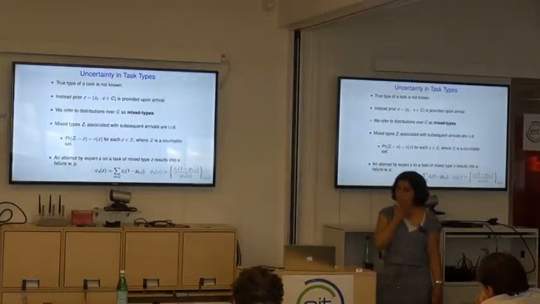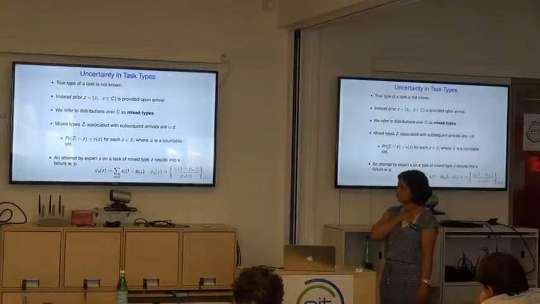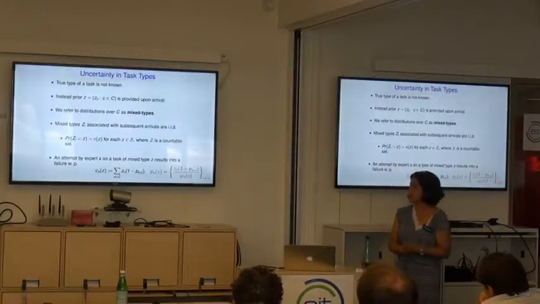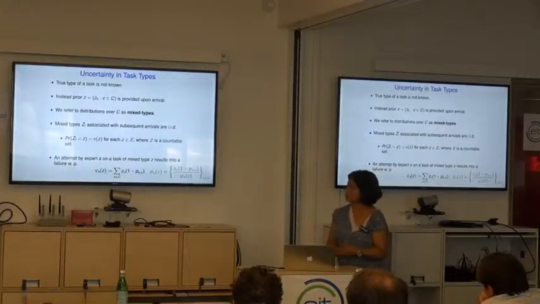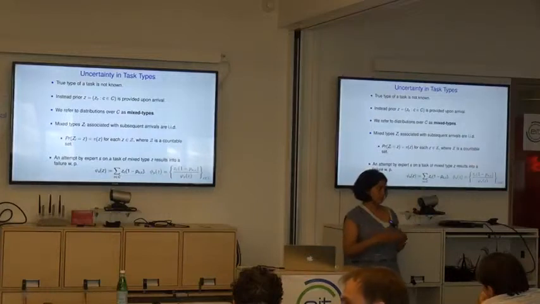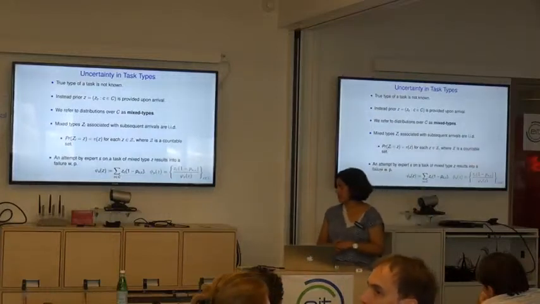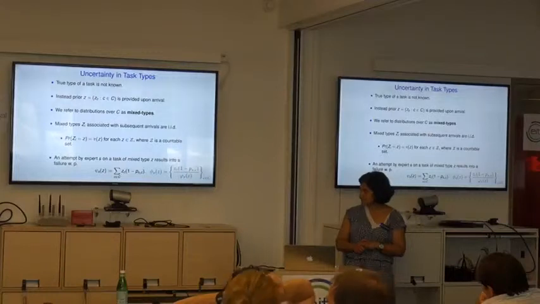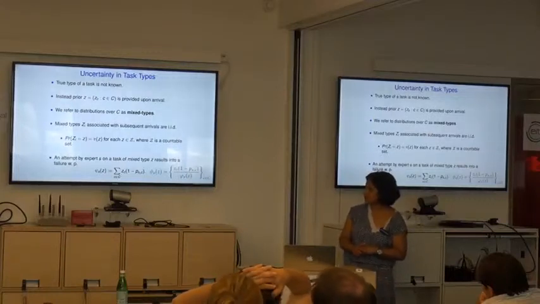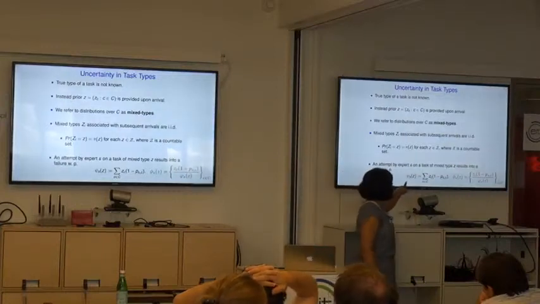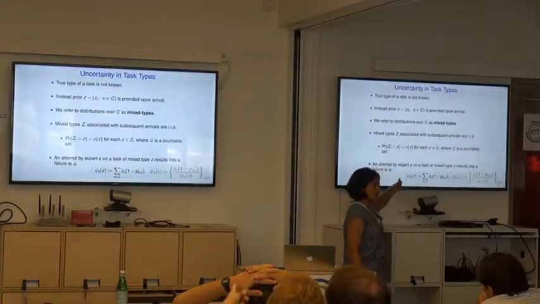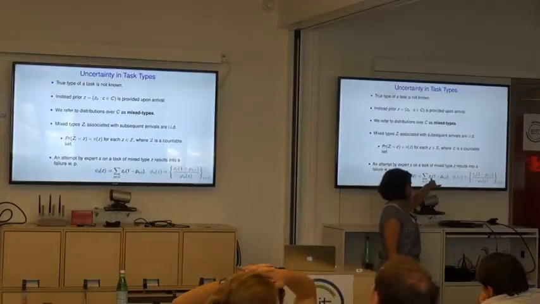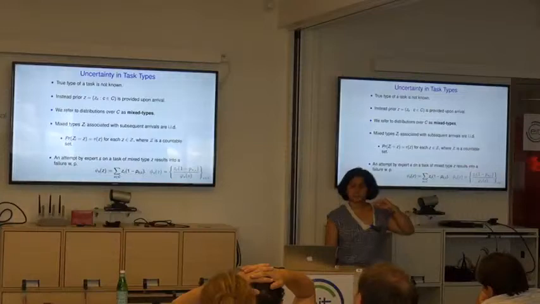A little more detail about the actual task types. We assume that the tasks have mixed types, so each task has some distribution over this set of types. This distribution is known, so we know what the distribution of task arrivals is. When a task of mixed type z is assigned to an expert s, there's a failure with this probability. Now I'm looking at failures instead of successes because this will make it easier to build the policy. This failure depends on the mixed type and the success probability of each.